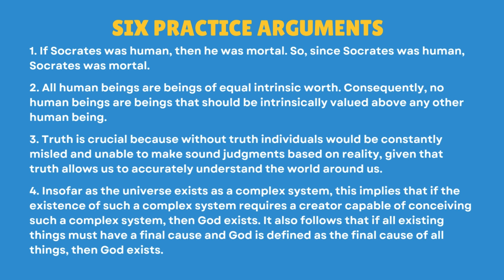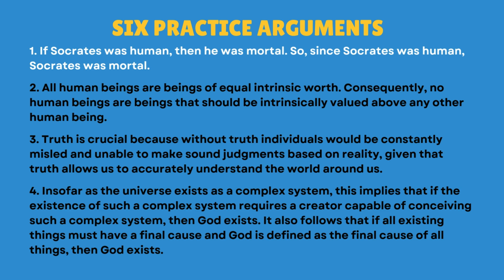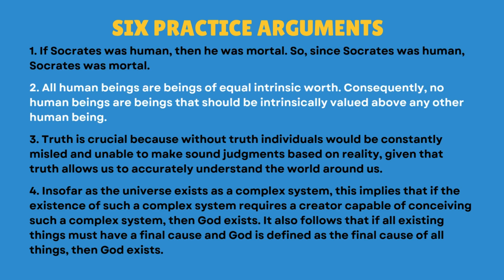Here are the 6 arguments for you to practice the first step of analyzing an argument. Pause this video to write down the arguments or take a screenshot of them, then follow the following instructions. Argument 1. If Socrates was human, then he was mortal. So, since Socrates was human, Socrates was mortal. Argument 2. All human beings are beings of equal intrinsic worth. Consequently, no human beings are beings that should be intrinsically valued above any other human being.